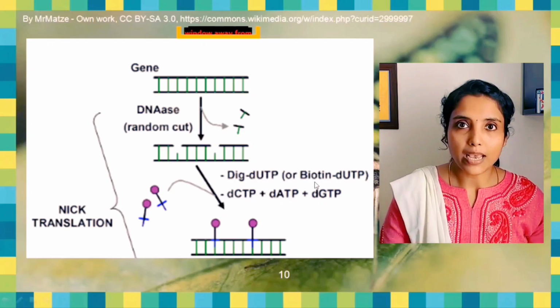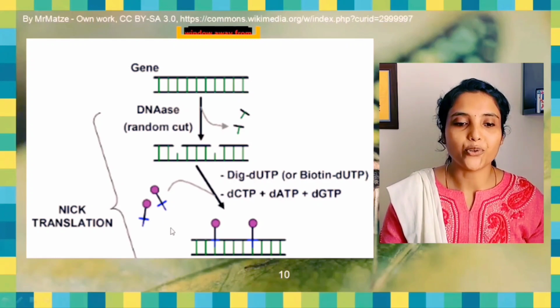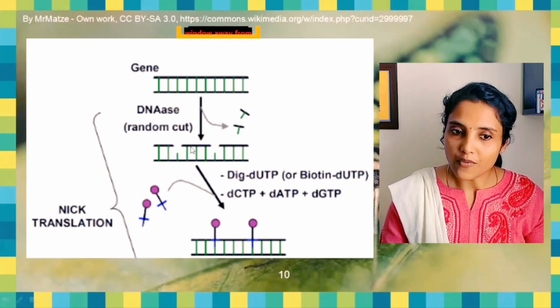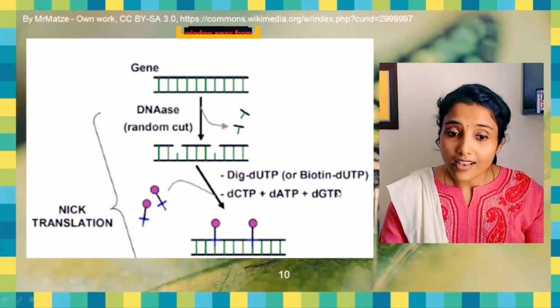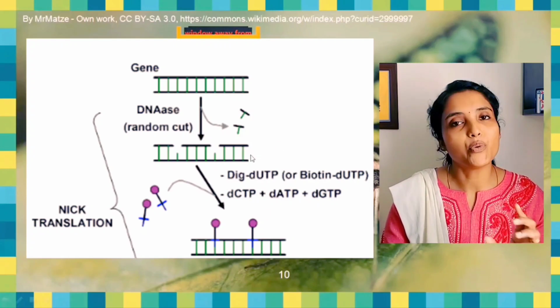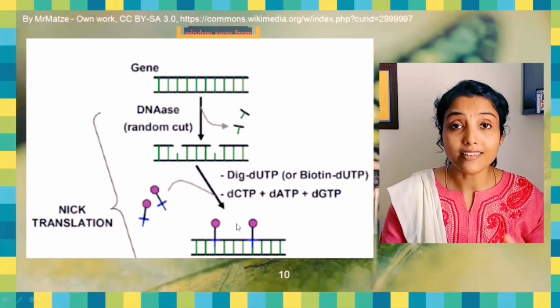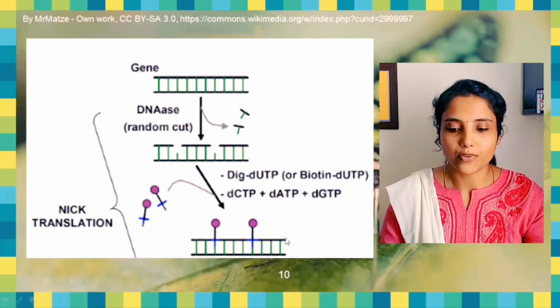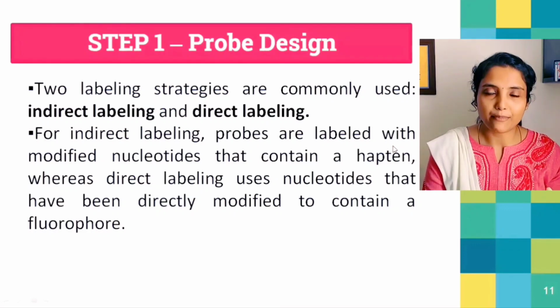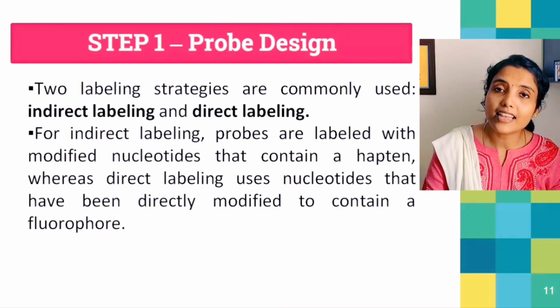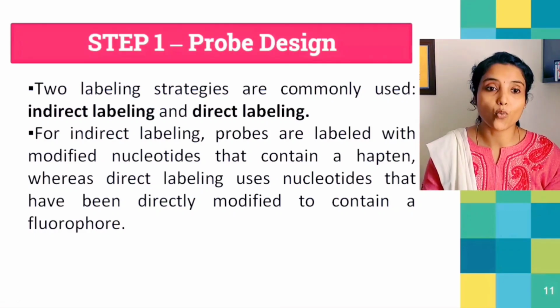Now, there can be two types of labeling. So I'll just show that to you. But nick translation is basically this. Wherever this nucleotide was removed, you'll be adding a labeled nucleotide, a molecule which has been added with the hapten. Okay, dNTP added with the hapten. And I'll show you, one second. Yeah, so there can be two ways of labeling the probe. You can have indirect labeling or you can have direct labeling. So what happens in that?